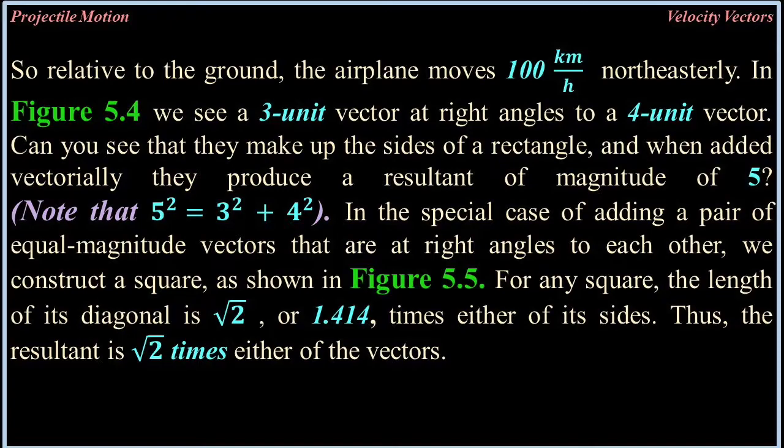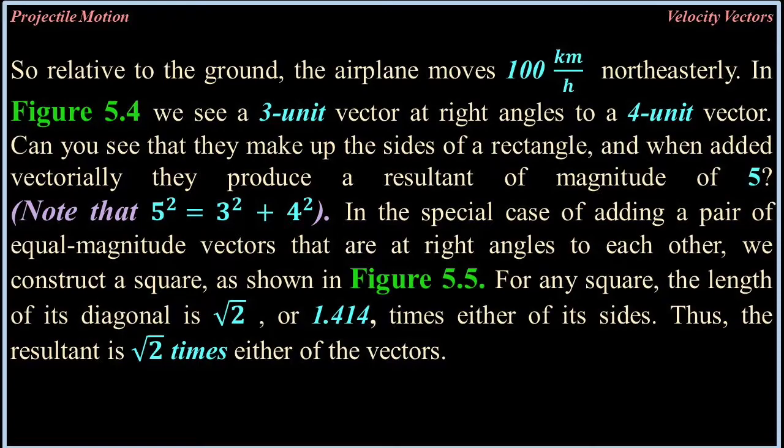In figure 5.4, we see a 3-unit vector at right angles to a 4-unit vector. Can you see that they make up the sides of a rectangle, and when added vectorially, they produce a resultant of a magnitude of 5. Note that 5 squared equals 3 squared plus 4 squared.